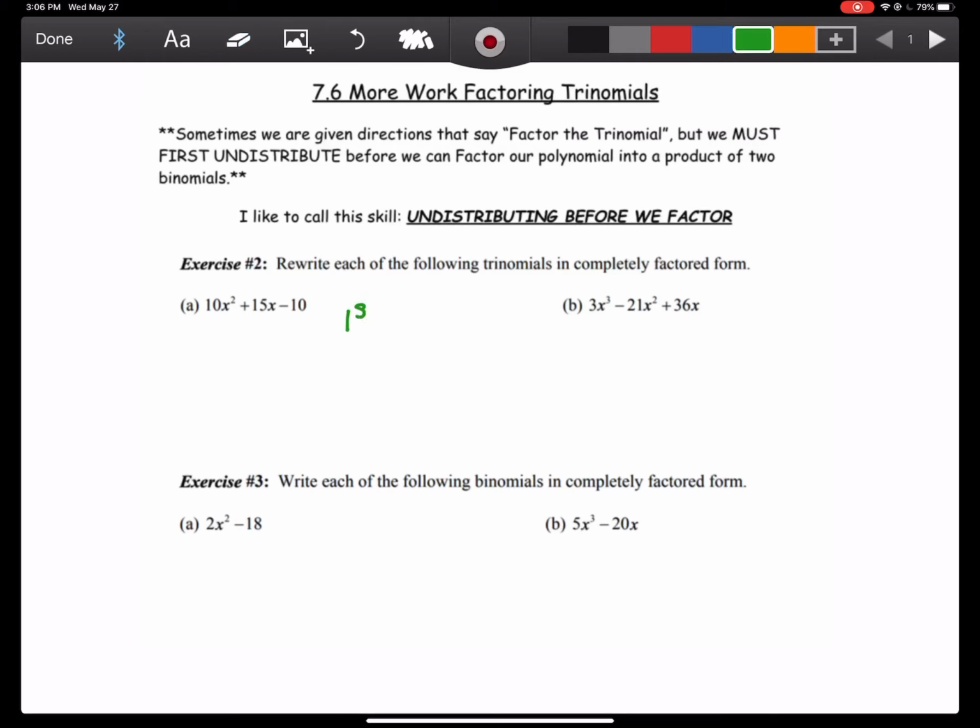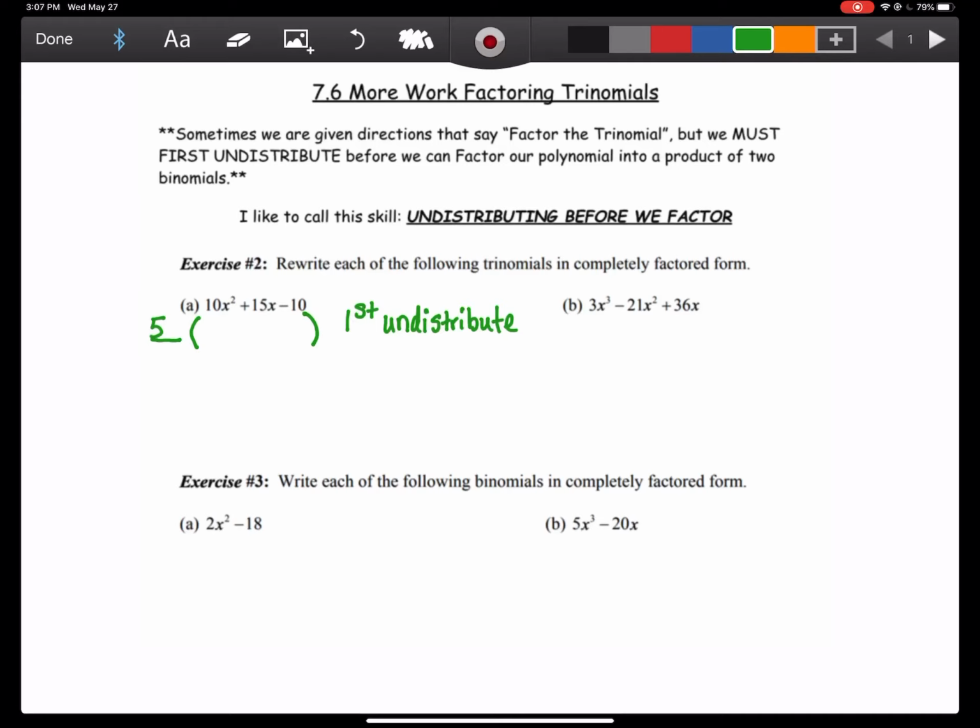So first, undistribute the whole trinomial. Oh, that's not how you spell that. Undistribute. Okay, so what do I mean by that? I mean take something out that each term in the trinomial shares. So when I think of 10, 15, and 10, I think that the greatest common factor of those three numbers is going to be 5. Now, are there any variables that are shared among the three terms? The answer is no. So it's just a 5.